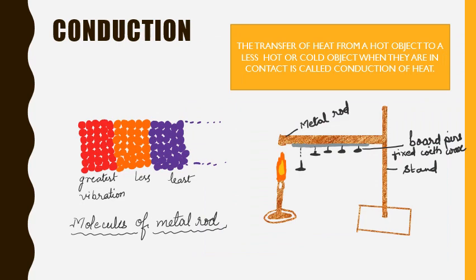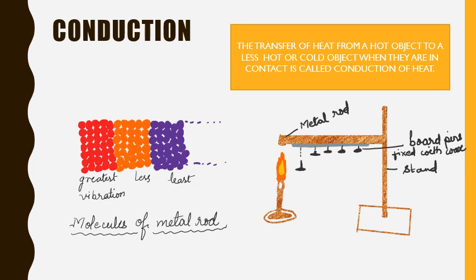As I have said, heat can be transferred in three different ways: conduction, convection and radiation. So let's study about conduction. The transfer of heat from a hot object to a less hot object or cold object when they are in contact is called conduction of heat.